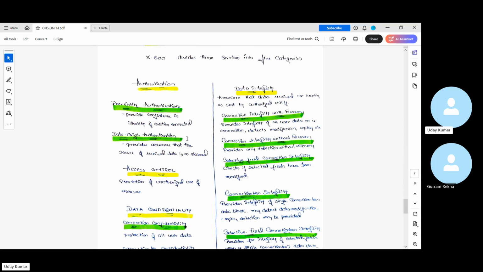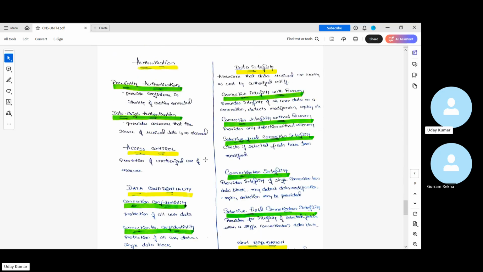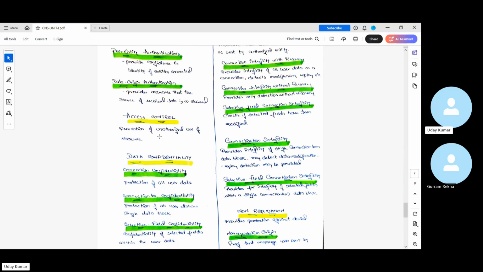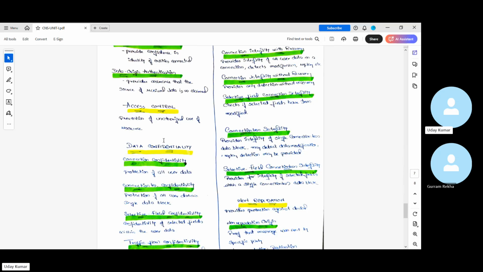Data origin authentication provides assurance that the source of received data is as claimed. So if you are sending some information to a destination, whatever the source is sending, the same thing the destination is also receiving, right? The receiver is not receiving some other information, right? Next, access control: prevention of unauthorized use of a resource. Okay, so if you are providing access to any resource, that should not be unauthorized.